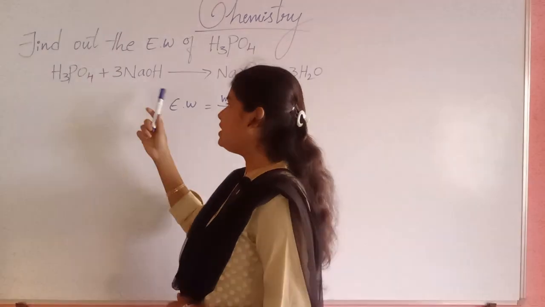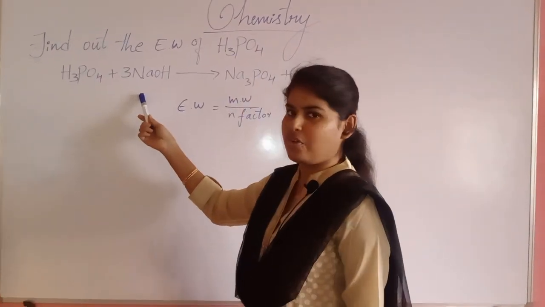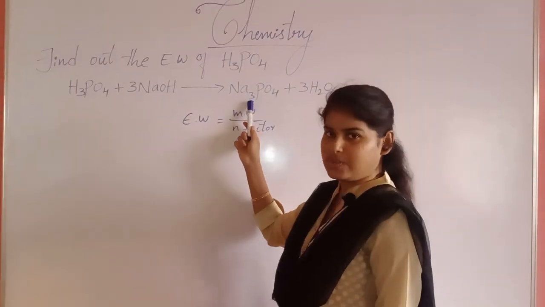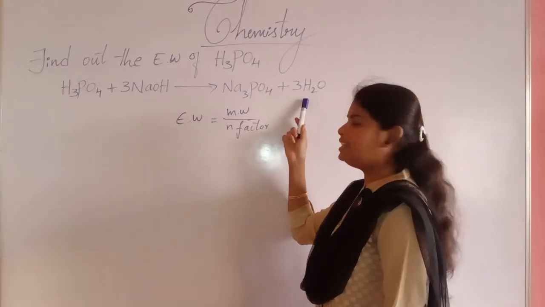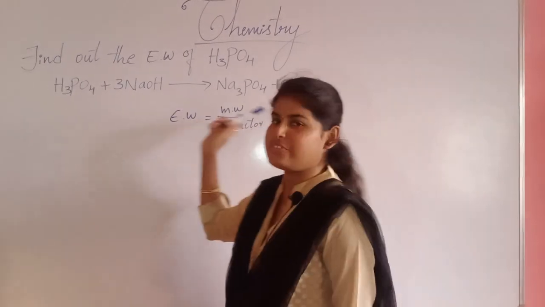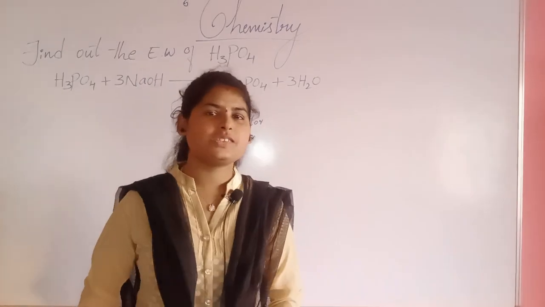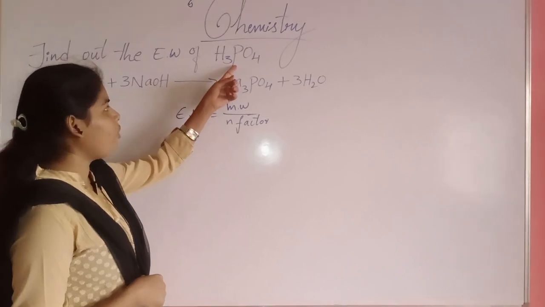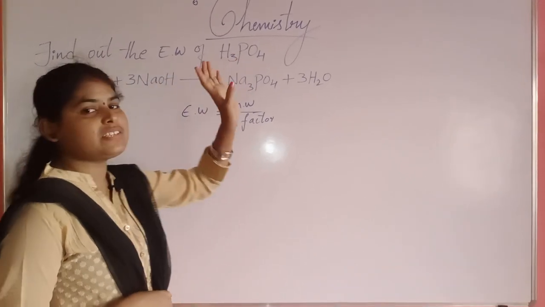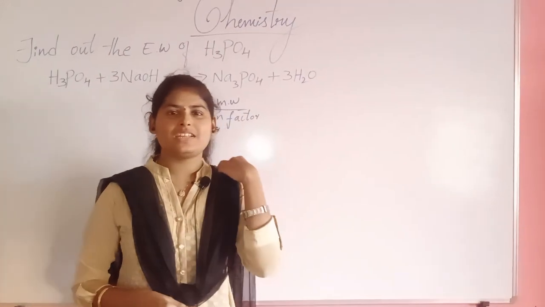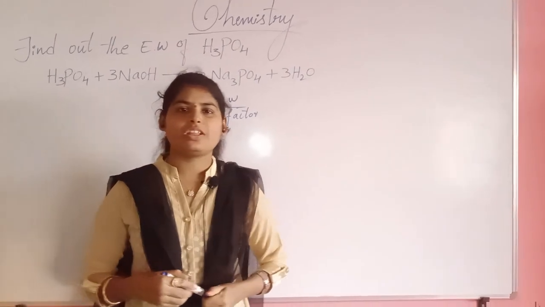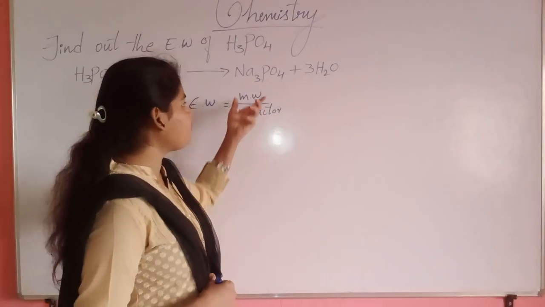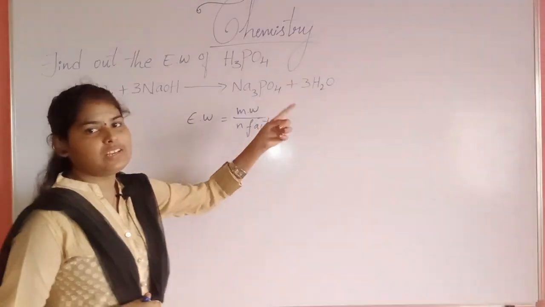Here NaOH is a strong base, this is acidic in nature, and we have the formation of one salt as a product along with water. So this is a neutralization reaction. Since we need to find the equivalent weight of H3PO4, which is an acid, I will count only the number of H plus ions that are replaced for the formation of the product in the given reaction.